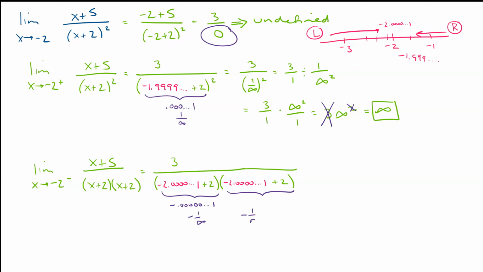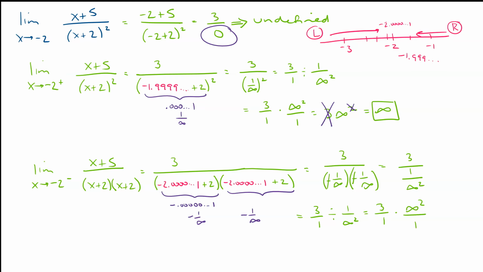We get the same for the second term. So now we have 3 over negative 1 over infinity times negative 1 over infinity. The negative times a negative are going to cancel. We're going to have 3 over 1 over infinity squared, which is 3 over 1, divided by 1 over infinity squared, which is 3 over 1 times infinity squared over 1. Again, we get 3 infinity squared, but in terms of an approach, in terms of the value that we're moving towards, the 3 doesn't matter, the square doesn't matter. We end up with just infinity.